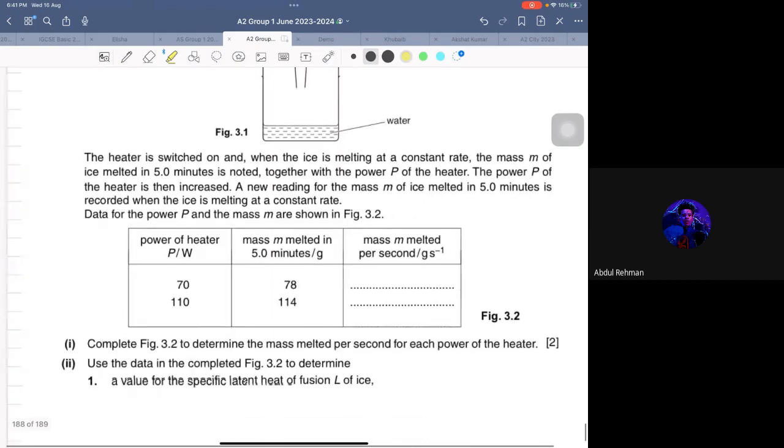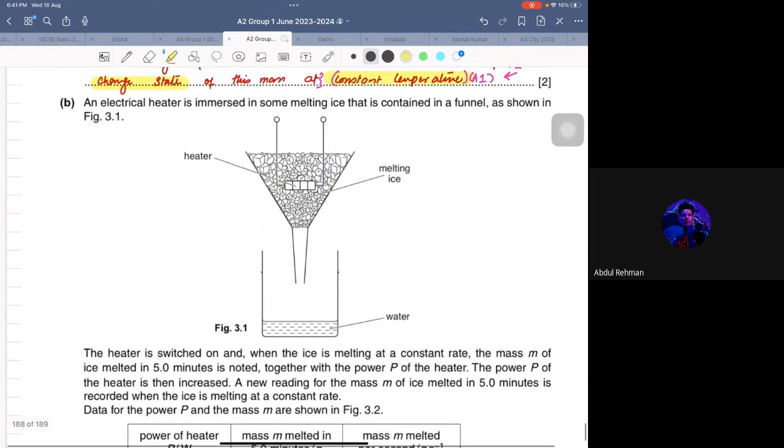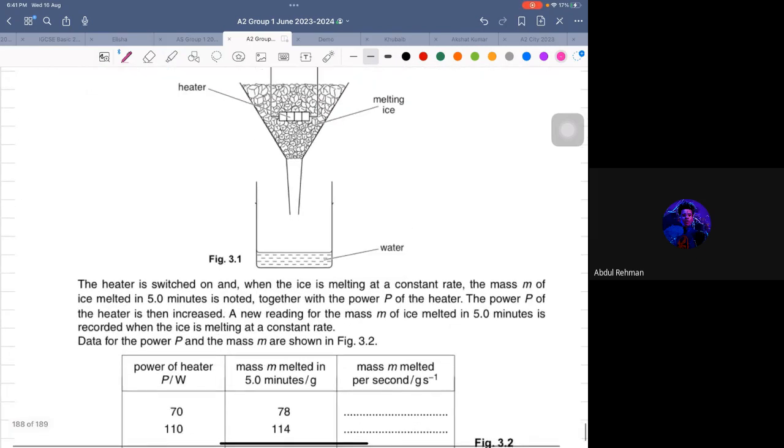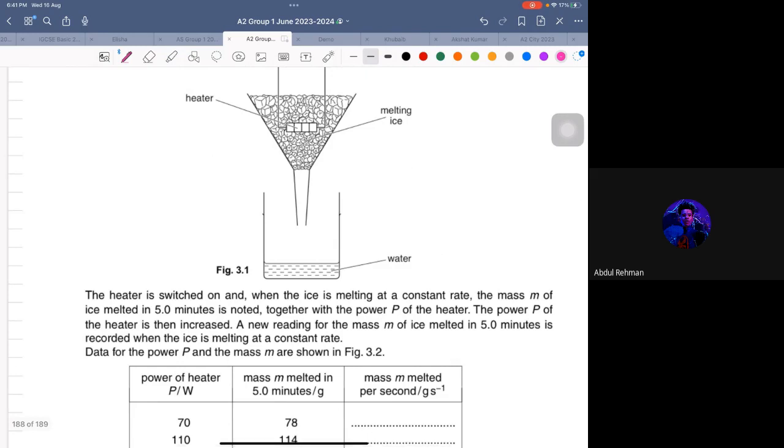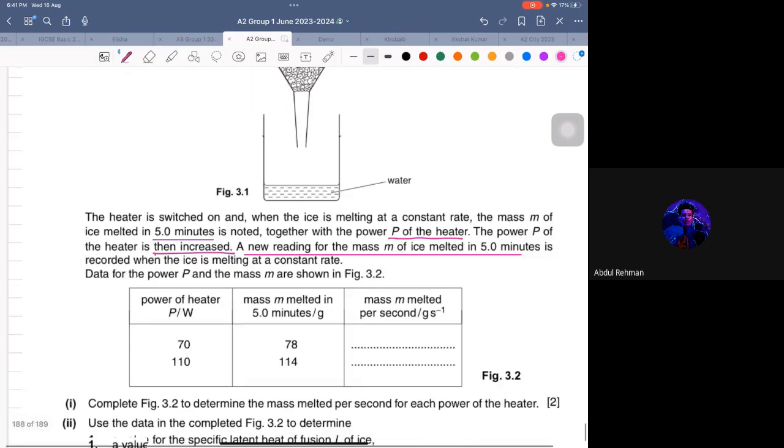Now let's see. First of all, it says this is a similar type of the experiment that we've done. An electrical heater is immersed in some melting ice that is contained in a funnel. The heater is switched on and the ice is melting at constant rate. The mass m of ice melted in 5 minutes is noted, together with the power P of the heater. The power P of the heater is then increased. Now this time he's not talking about surroundings. He has increased the power. That's the same thing, don't worry. A new reading of mass m of ice melted in 5 minutes is recorded, and the ice is melting at constant rate.